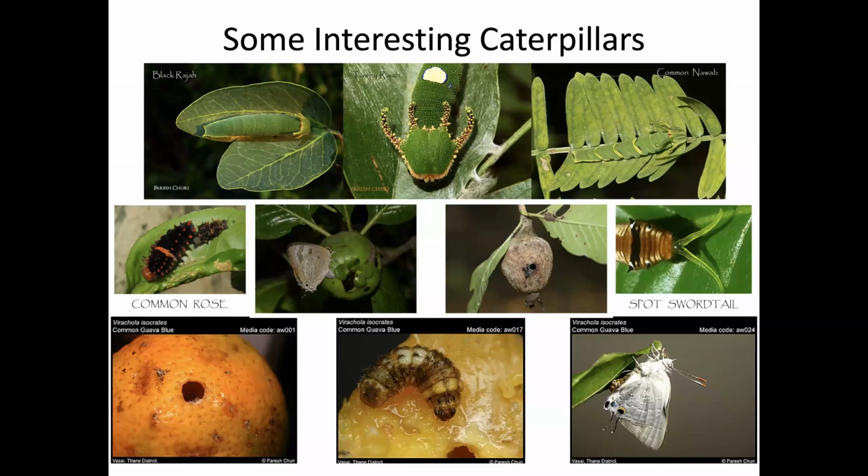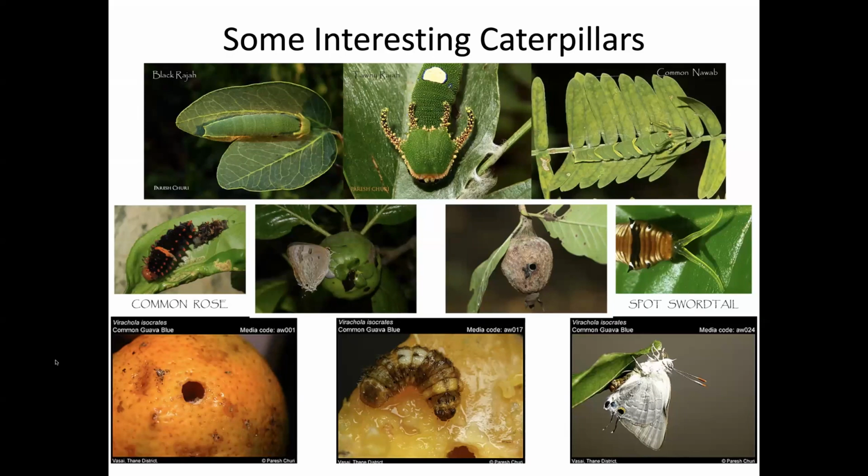On the middle row, there is a caterpillar of common rose, which is molting. Molting is a process which is very essential for developmental stages of butterflies. So many larvae of butterfly species are known to molt after a few days. If you are rearing at home, you need to observe how many instars they are changing: one instar, two instar, third instar, four instars, up to five instars, then generally butterflies molt.